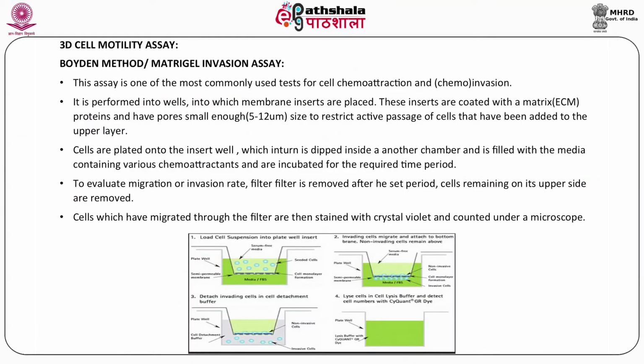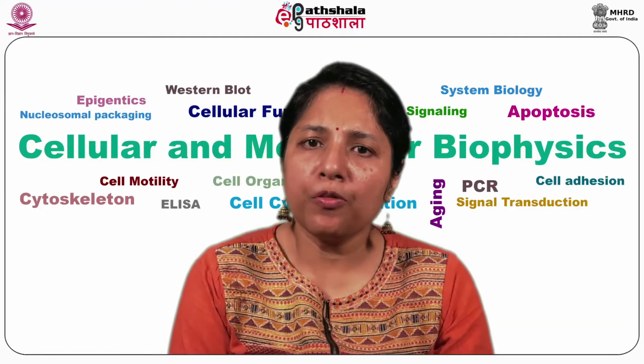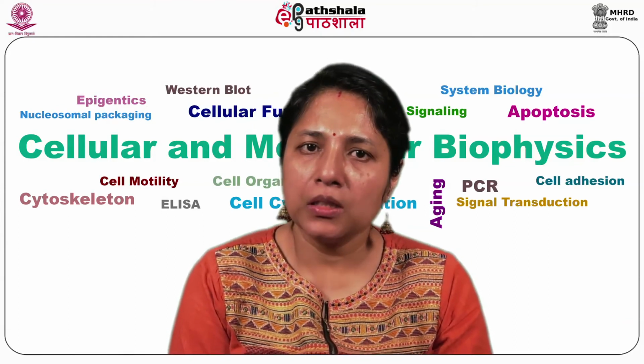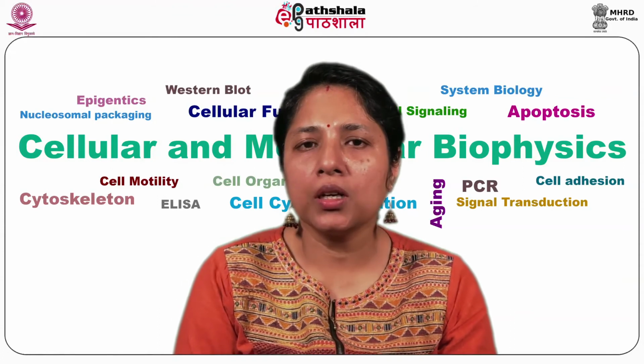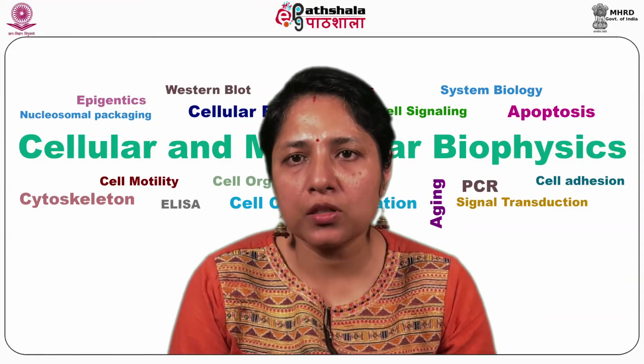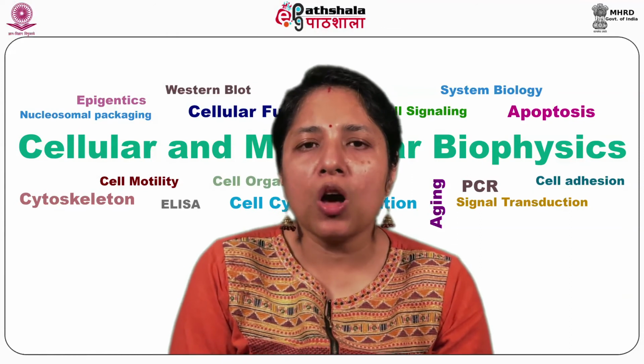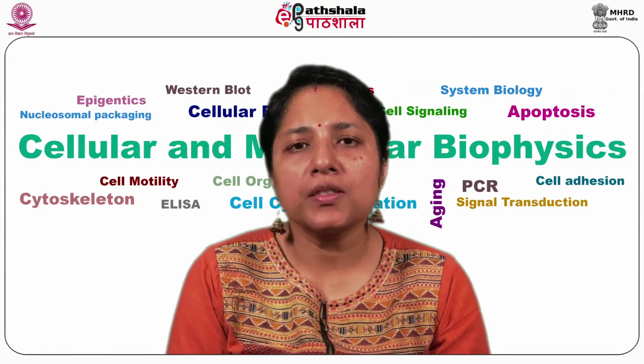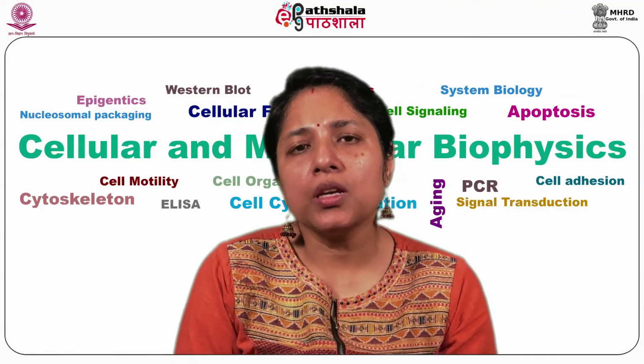Next is the 3D cell motility assay. In this category, the Boyden method or the matricial invasion is a commonly used method routinely to understand cell invasion. It is performed in two wells into which membrane inserts are placed. These inserts are coated with ECM, like extracellular matrix proteins, and have pores small enough, like 5 to 12 micron size, to restrict active passage of cells that have been added to the upper layer.